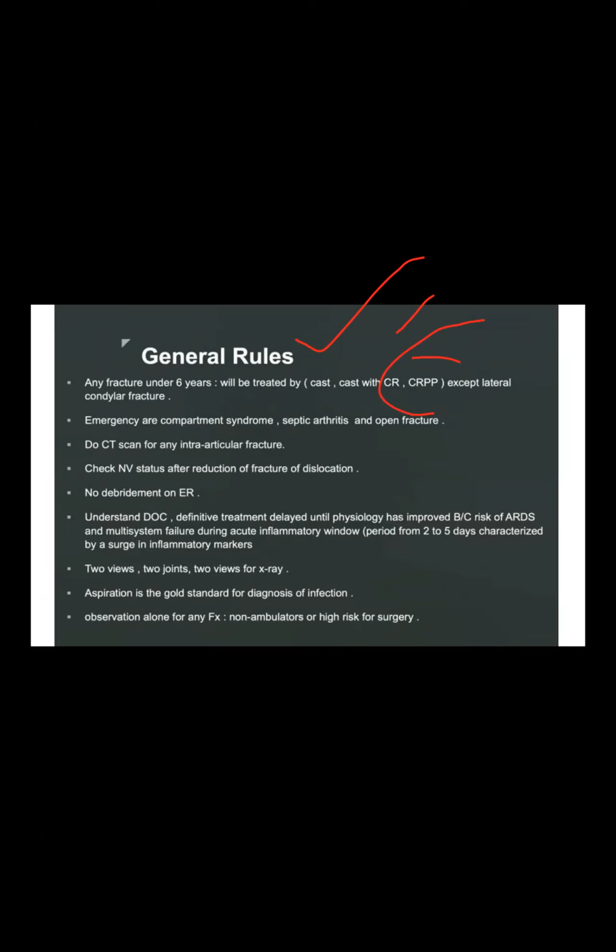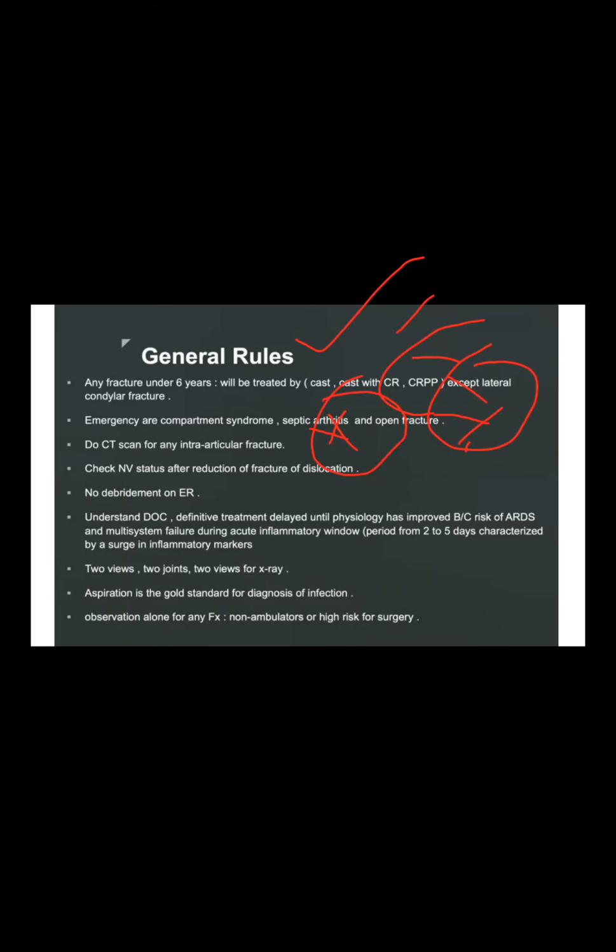Another: emergencies are compartment syndrome, septic arthritis, and open fracture. We have to remember these are the emergency-variant questions: compartment syndrome, septic arthritis, open fracture. Also, a short summary: we have to do a CT scan if any intra-articular fracture is present.